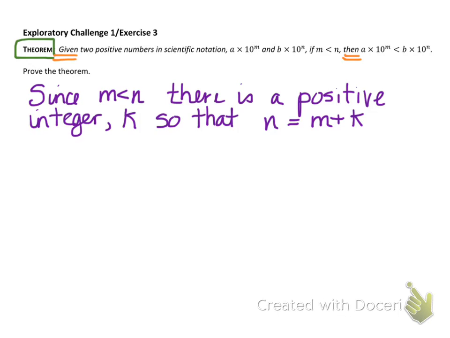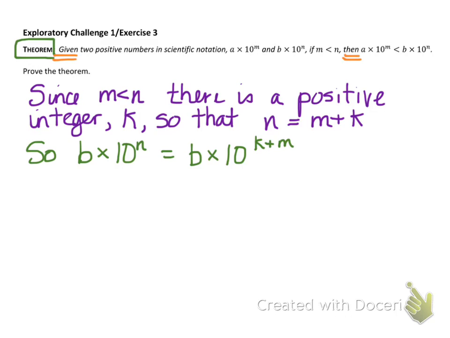So because m is less than n, there is some positive integer, and we're going to call that k, so that n equals m plus k. So, for example, if m is 2 and n is 5, then k is 3. There's some number that I can add to m to give me n, okay? And we're talking about the exponents now, and that's exactly what we were doing in the examples. We had to see what could we add to negative 17 to get negative 13. So that's that number that we add. Okay, because that's true, what's our next step?